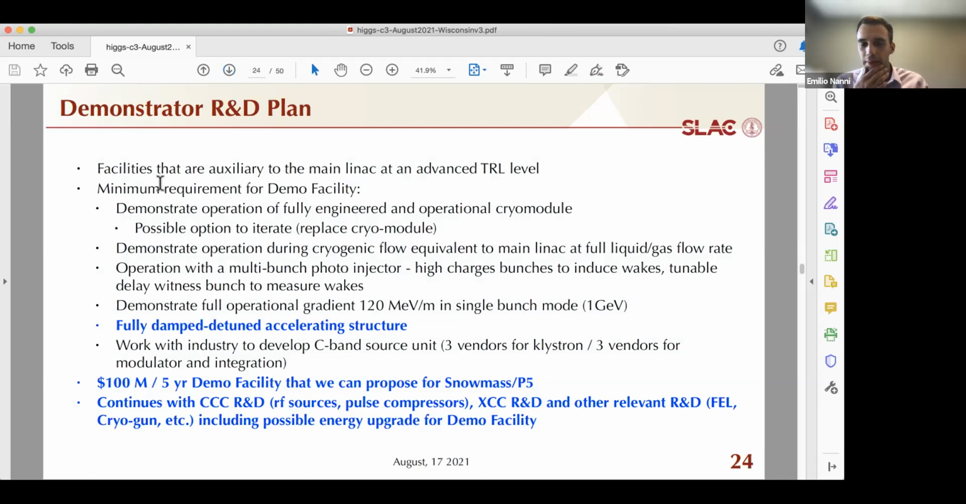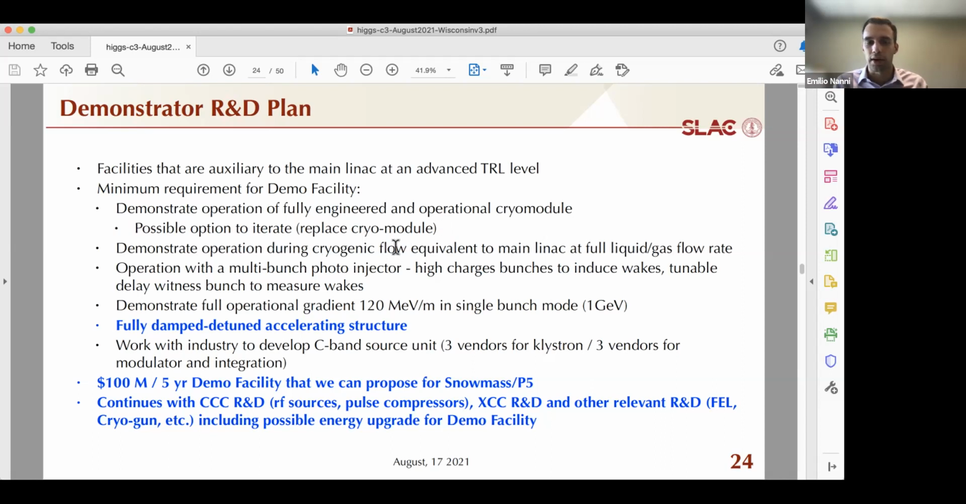So just a brief comment about what comes next in our timeline. One of the key things we need to do is really define what's needed in terms of the demonstration facility. And this slide is from the view of what's the minimum requirement that we need. We would need to demonstrate operation of a fully engineered and operational cryomodule, with the possible option to iterate on that. But in terms of putting beam through it, I personally believe we only need one.